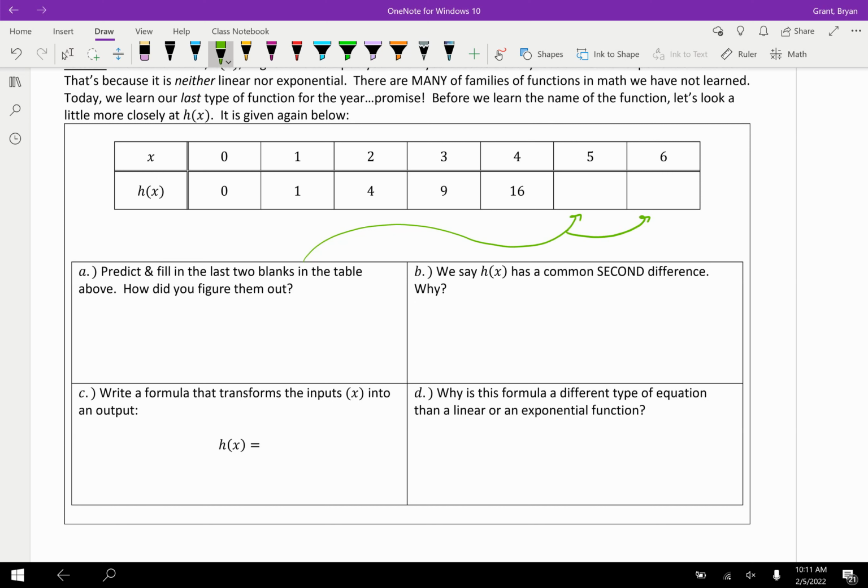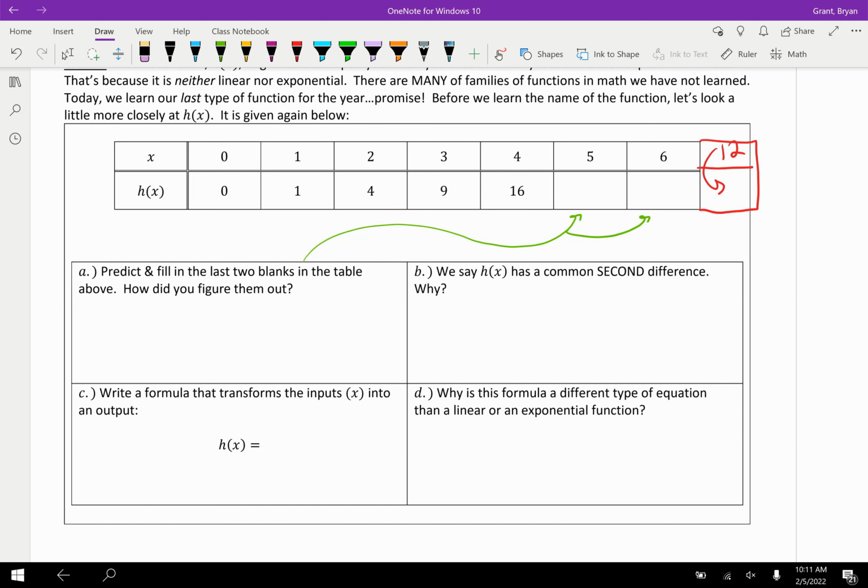Part C wants you to write a formula that says if you know the input, can you make the output? And to test yourself, maybe let's skip up a bit, and then after 6, instead of going to 7, let's say we went to 12. And my question to you is, can you use your formula to figure out what the output is going to be? Last but not least, how come this formula is different than a linear or exponential formula or function?